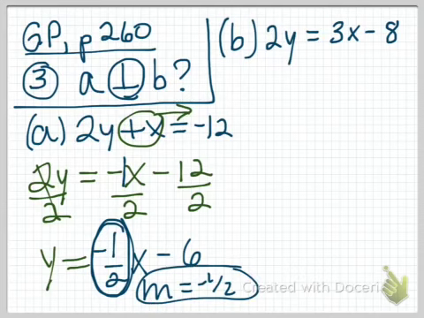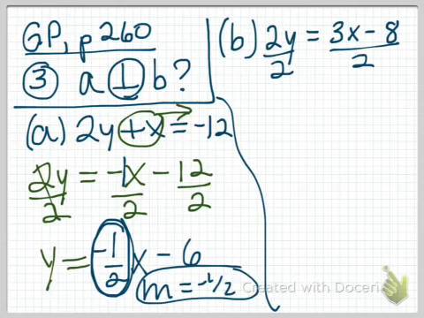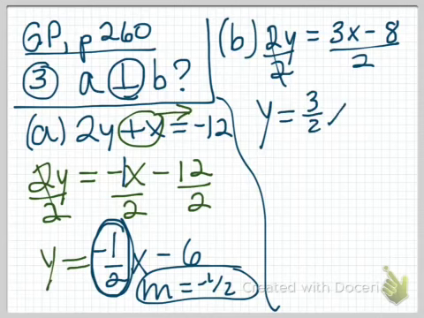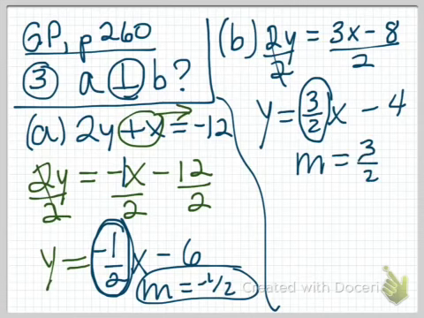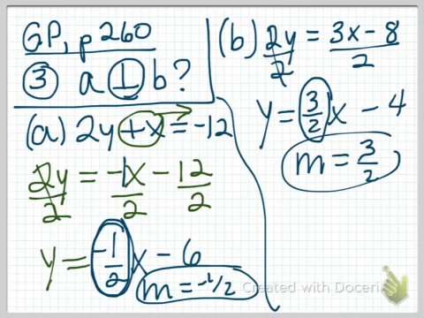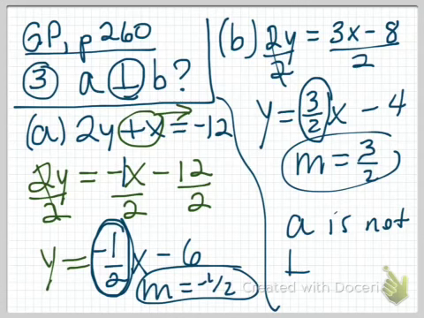Well, in B we actually have less work to do because we need y by itself, and the only thing in the way is the 2. So we divide, and we get y equals, and again, dividing each term by 2 gives us 3 over 2 x minus 4. Once again, all I want is the 3 over 2. And since this slope is 3 over 2, this is not the negative reciprocal of negative 1/2. So we would say A is not perpendicular to B.